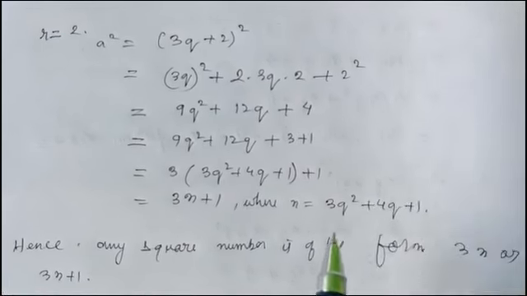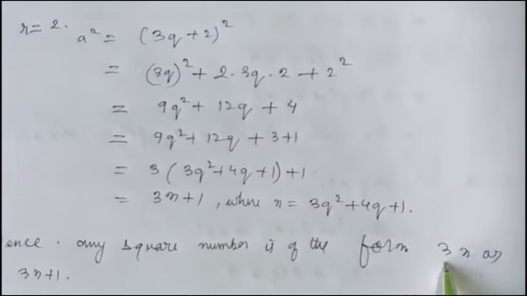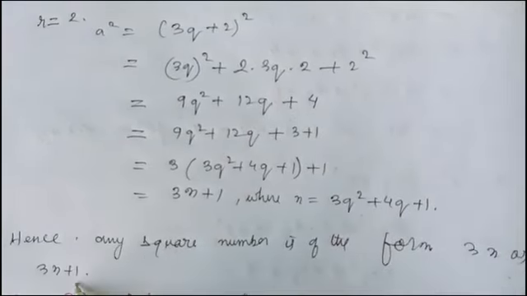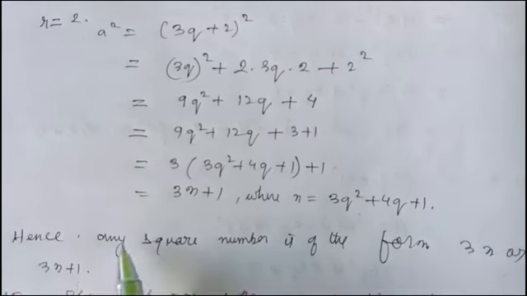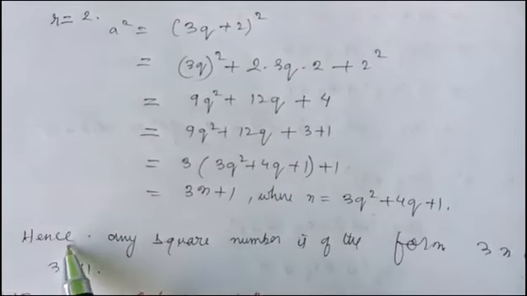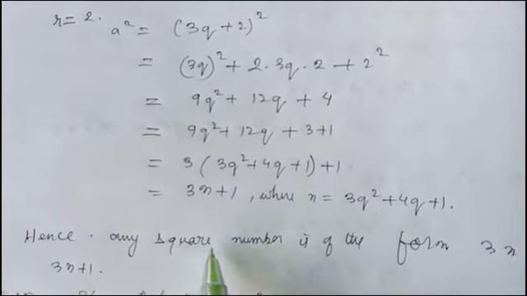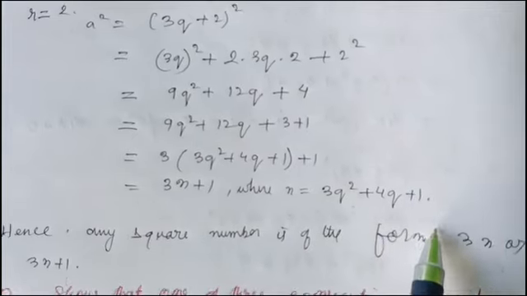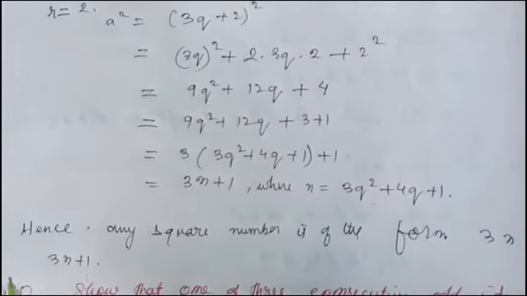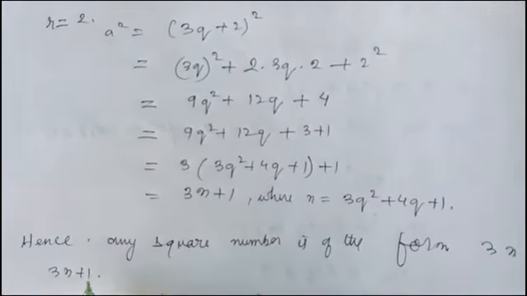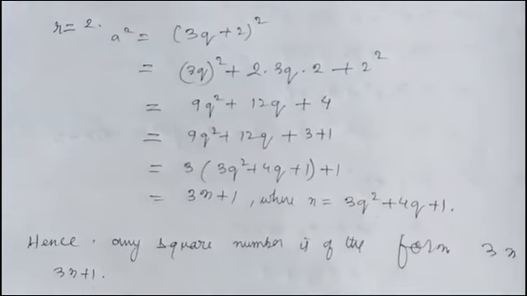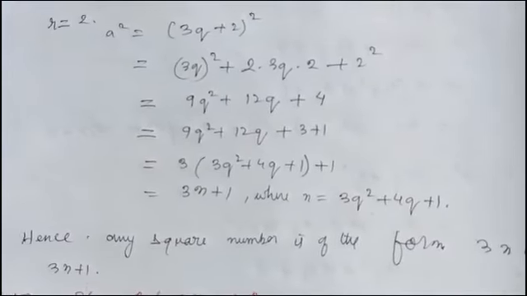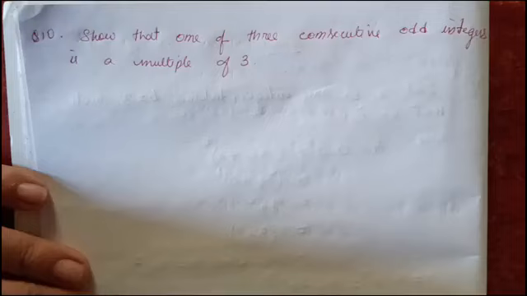So in all the solutions, we get either 3n or thrice n plus 1, right? So you can write down the conclusion now. Hence, any square number is of the form thrice n or thrice n plus 1. Alright, so let us go to the next question.